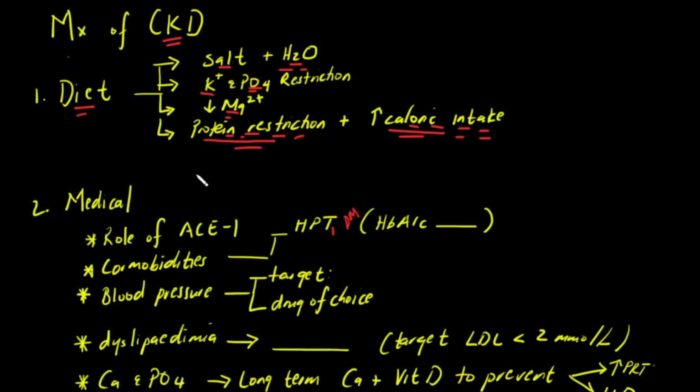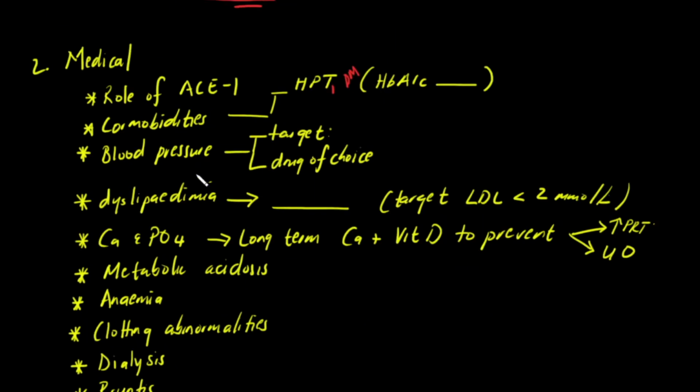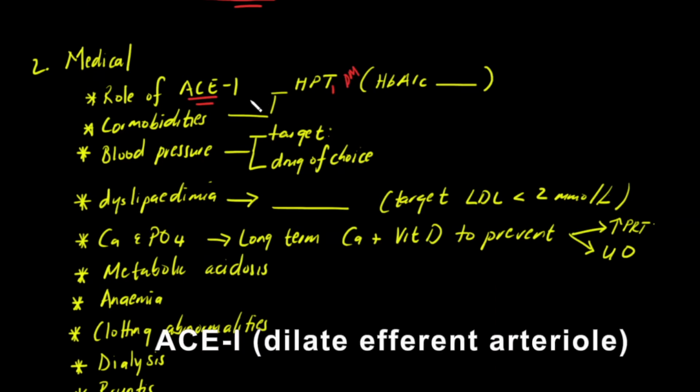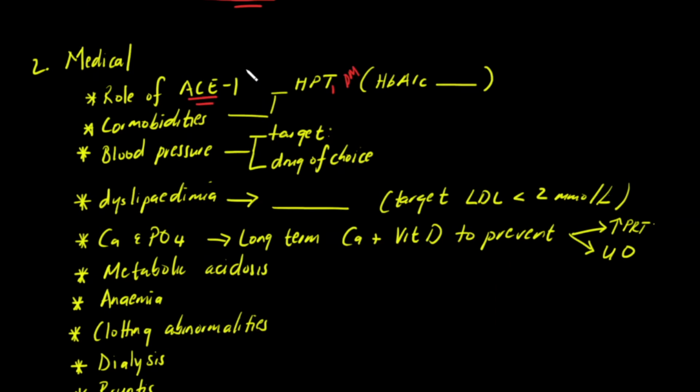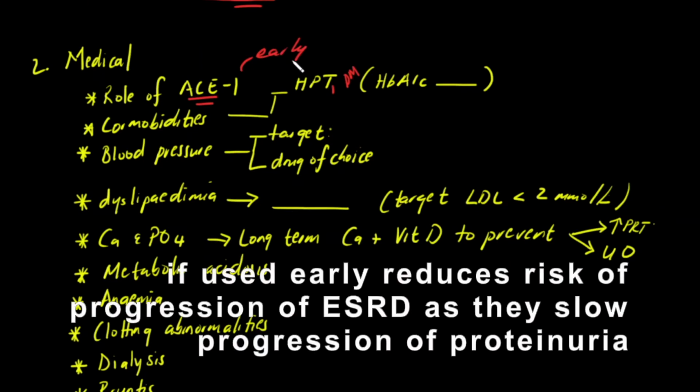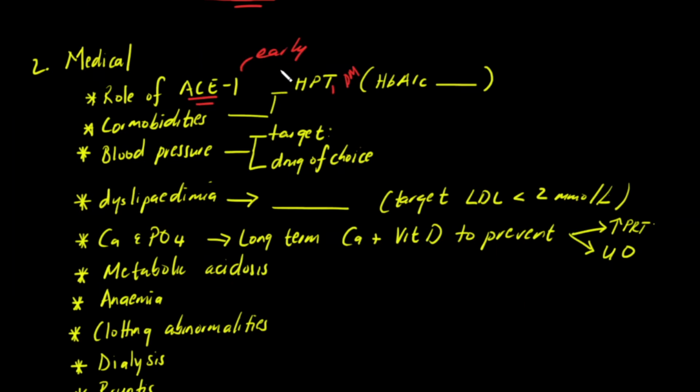So what about the medical treatment side of CKD? Quickly, I'm going to highlight the role of the ACE inhibitor. Very important in CKD management, especially in our setting. Remember, ACE inhibitors dilate your efferent arteriole. If used very early, it reduces your risk to progress to end-stage renal disease, because they slow your progression of proteinuria, which we'll come to in a bit. We'll come back to the ACE inhibitor, but I just wanted to highlight that.